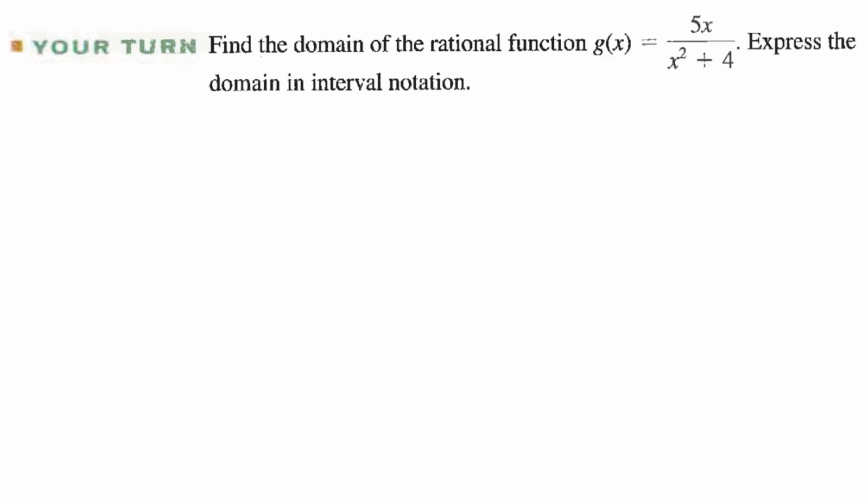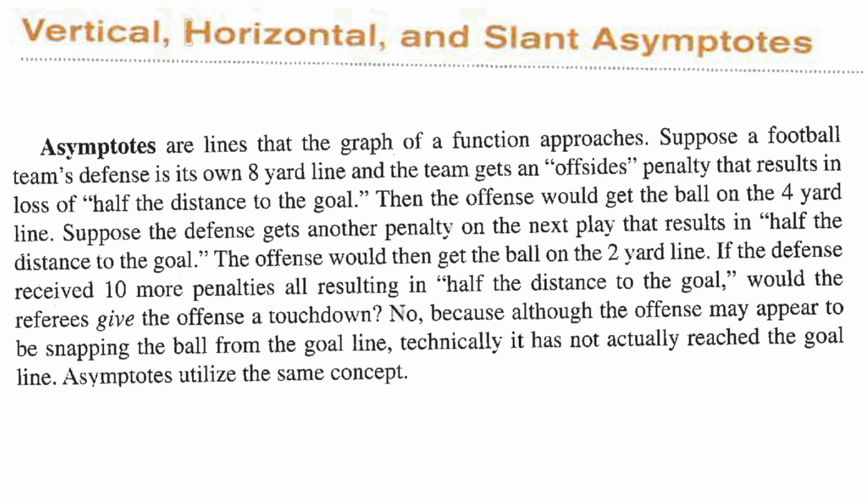Your turn. Hopefully this was a quick one for you. x squared plus 4 cannot equal 0, so x squared equals negative 4. And so x cannot be plus or minus 2i, which means it could be any real number.